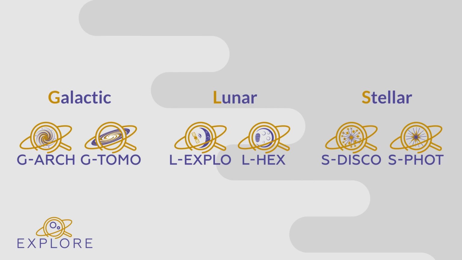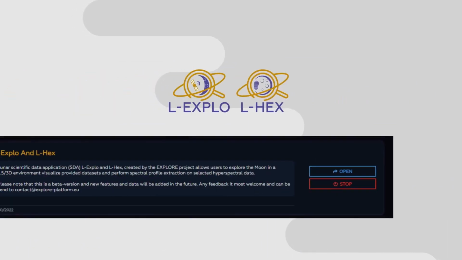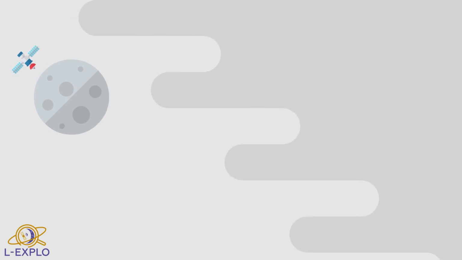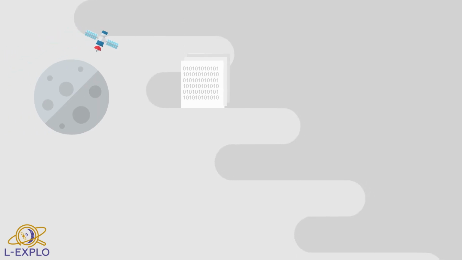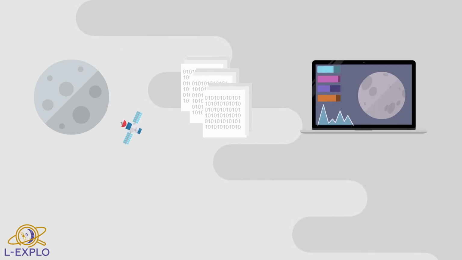For more detailed information on their features, you can always consult the corresponding user manual. L-EXPLO and L-HEX are two SDAs hosted in the same application environment and are thus open together on the Explore platform. The goal of L-EXPLO is to provide access to a selection of large-scale, higher-level data products from existing lunar orbital missions. It allows the user to visualize these products on the lunar surface and perform further analysis, such as spectral profile queries and spectral indices visualization.